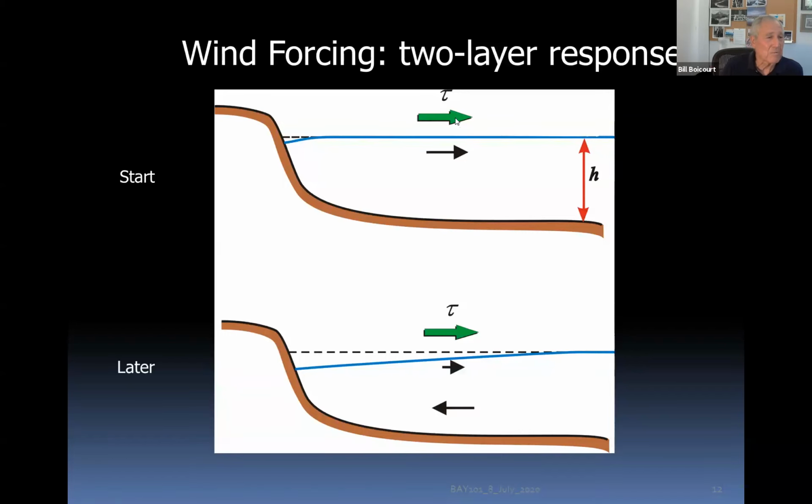But here you blow the wind. 9 hours later, you get this well-developed slope. 18 to 24 hours later, you get this response in the lower layer. So it's really pretty complicated. Now, if you take the wind off, what happens to this slope? It's a wave. It bounces back, and it oscillates.